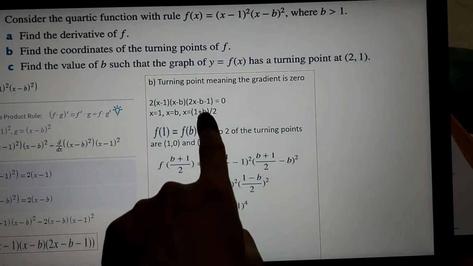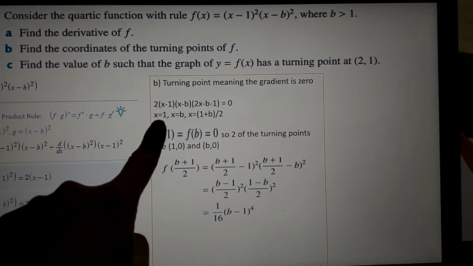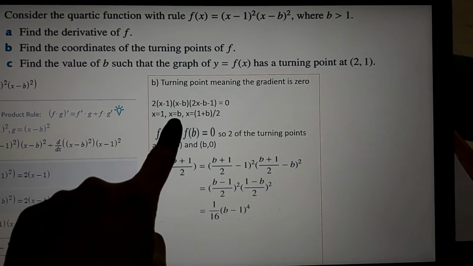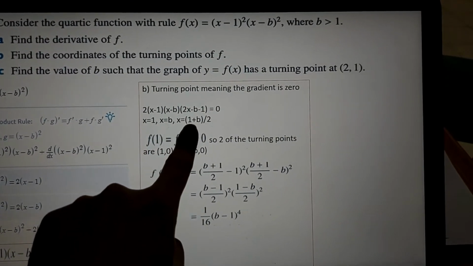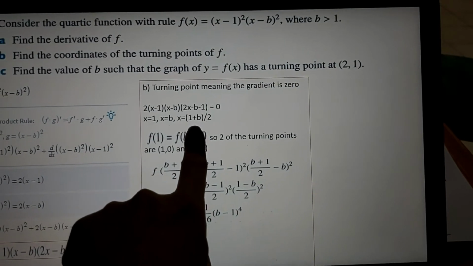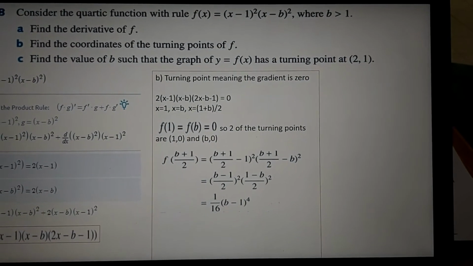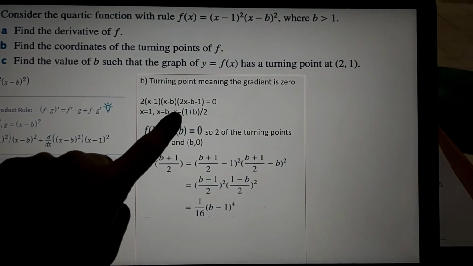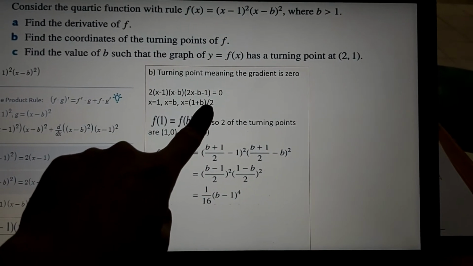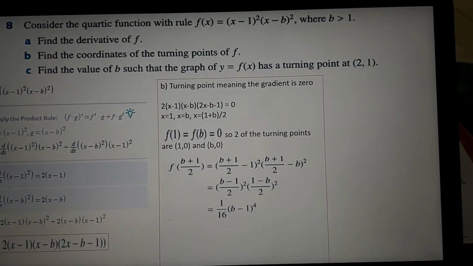Okay, we found out that there are 3 roots. x equals 1, x equals b, and x equals (1 plus b) divided by 2. Okay, (1 plus b) divided by 2. So there are 3 turning points, and the x are 1, b, and (1 plus b) divided by 2. And then your job now is to find the respective y.